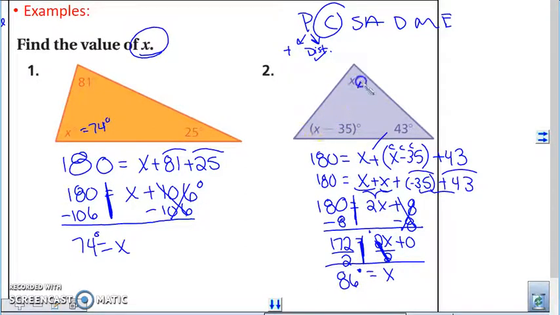X is 86 degrees. This angle is 86 minus 35, and 86 minus 35 is 51 degrees. All right, let's go to our next two examples.